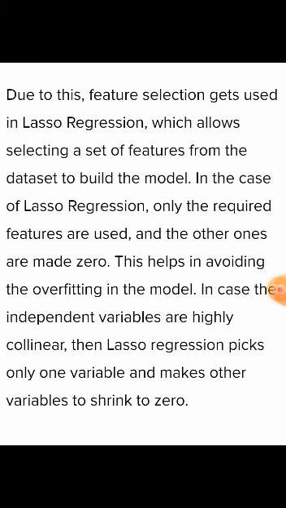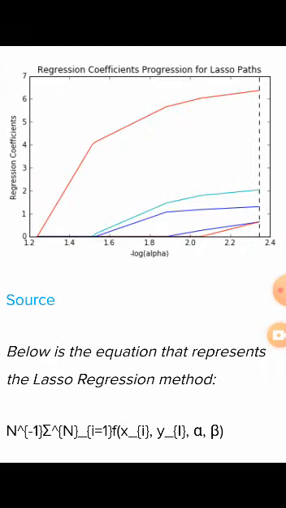In the case of lasso regression, only the required features are used and the others are made zero. This helps in avoiding overfitting in the model. In the case where independent variables are highly collinear, lasso regression picks only one variable and shrinks the other variables to zero. Here is the graph to represent lasso regression. Below is the equation that represents the lasso regression method.